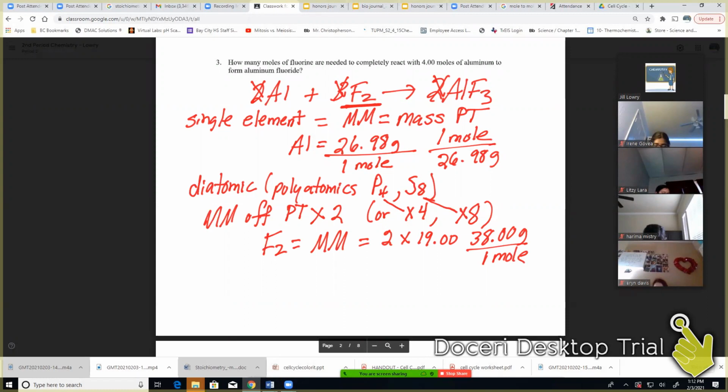And then the last one, which we've done most of our work on, is of a compound. So for a compound, you sum up all of the molar masses of the atoms.